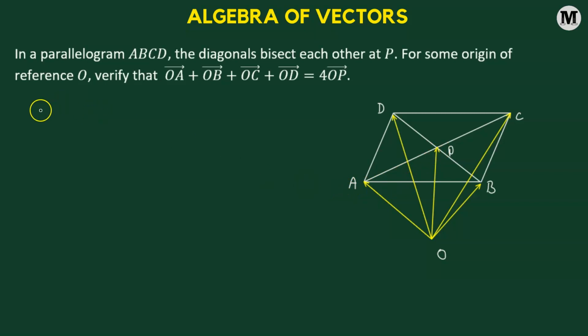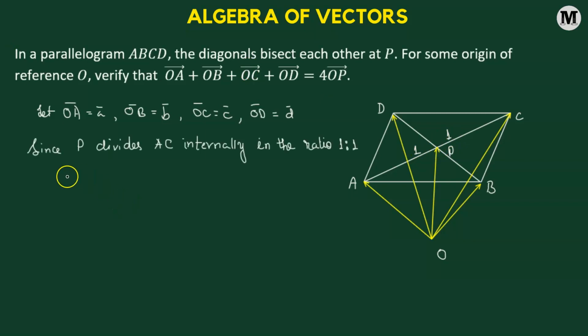Now we're going to define the position vector OA as A vector. Then we can define OB vector, the position vector of vertex B, with the vector B. OC vector will be denoted by the vector C and OD vector will be denoted by the vector D. Now using these four vectors, we can define the position vector of point P with the reasoning that P divides the diagonal AC of the parallelogram into ratio 1:1 internally.